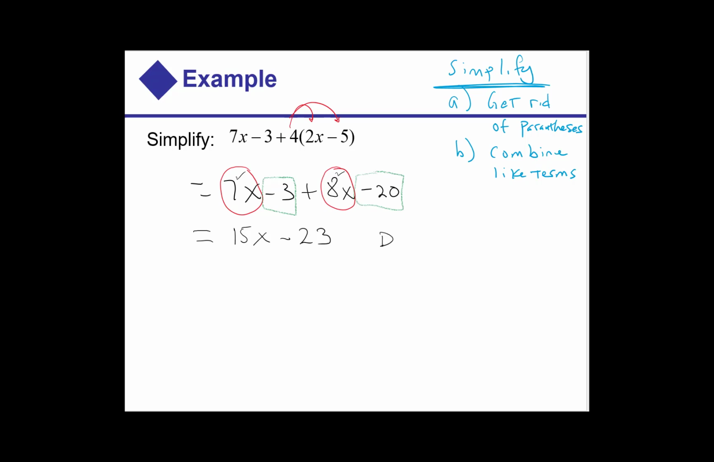And that's it. We're done. This is simplified. The 15x has x's and the 23 doesn't, so we're stuck. We can't do any more than this. But we did take that complicated expression and made it way simpler.